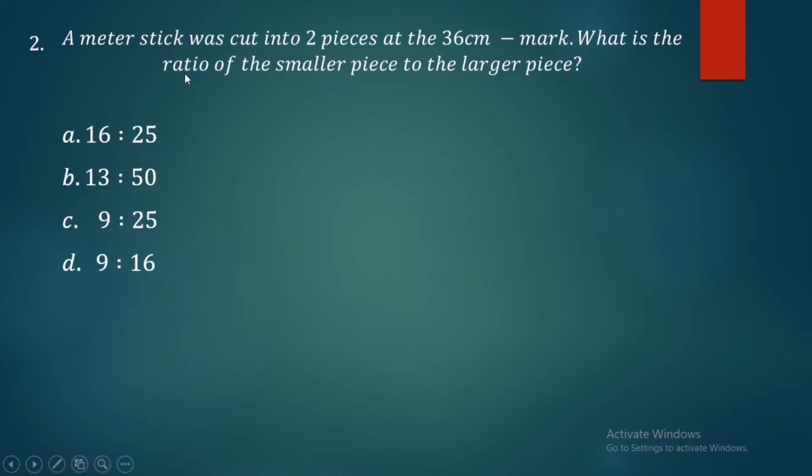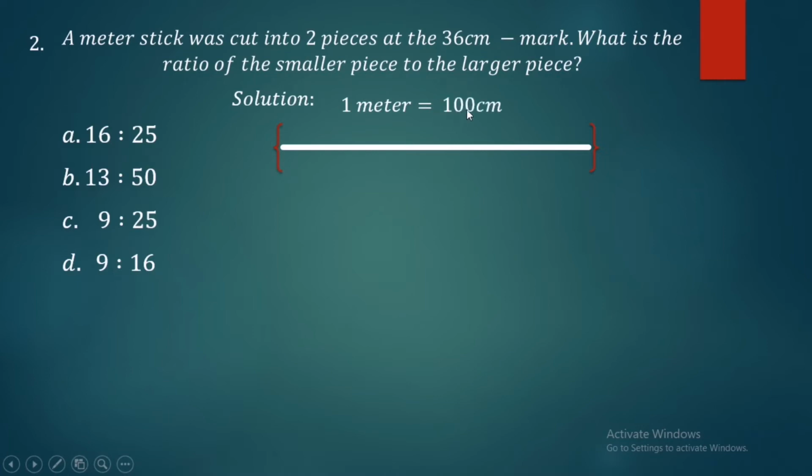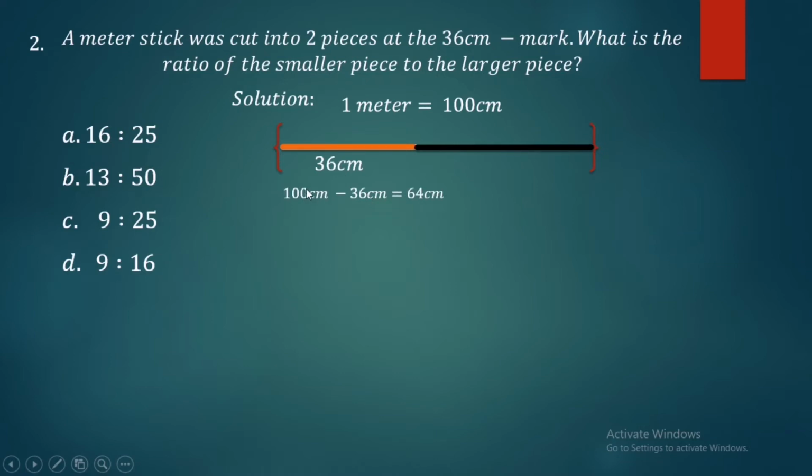So we're asking here the ratio. Let's consider a meter stick here, and the length of the meter stick is equivalent to 1 meter or 100 centimeters. And we cut this into 2 pieces at the 36 centimeters mark. So the length of the smaller piece is 36 centimeters, and the remaining length, which is the larger piece, we get by subtracting 100 minus 36, that is 64.